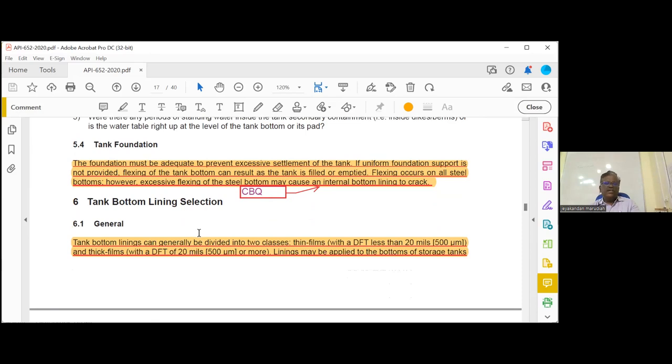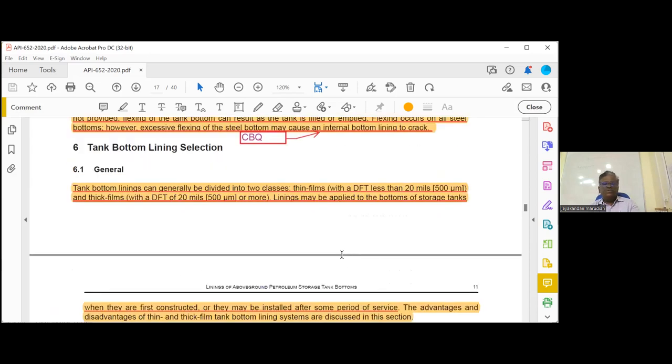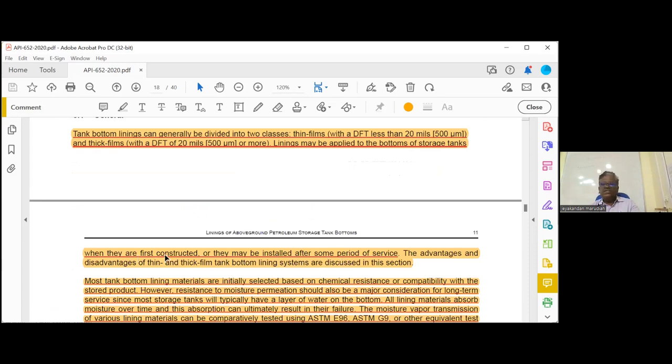The tank bottom lining selection. Highlight this one. Tank bottom lining is generally divided into two classes: thin films with a DFT, dry film thickness, less than 20 mils, or thick films with a DFT of 20 mils or more. Linings may be applied to the bottom of storage tanks when they are first constructed, or they may be installed after some period of service. Same as cathodic protection.